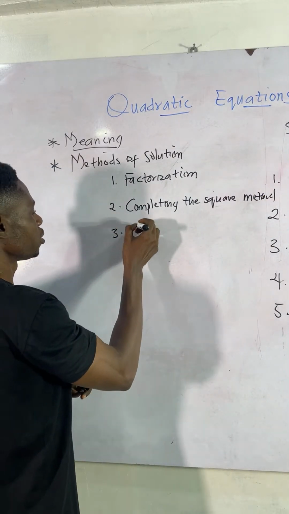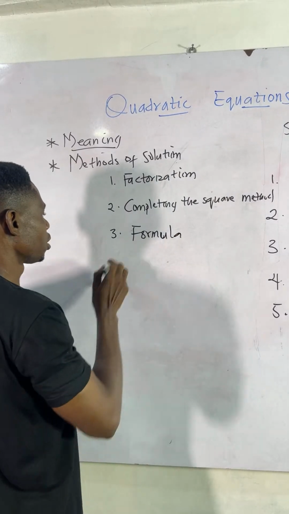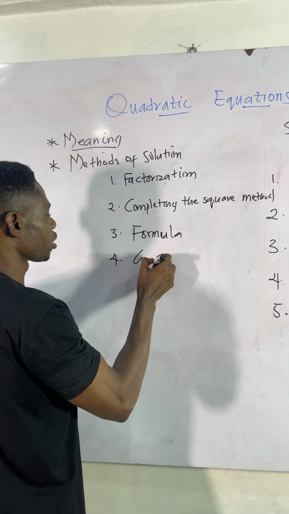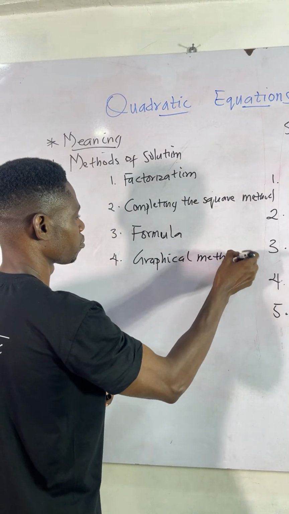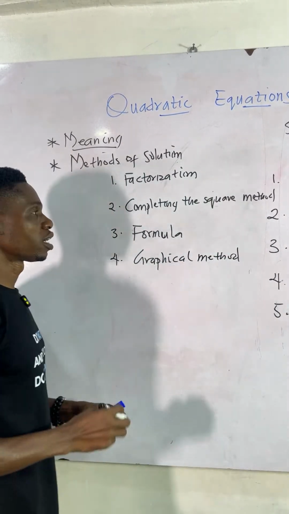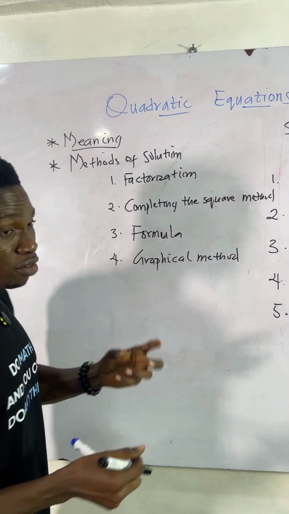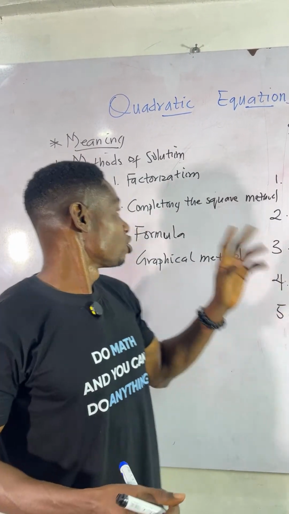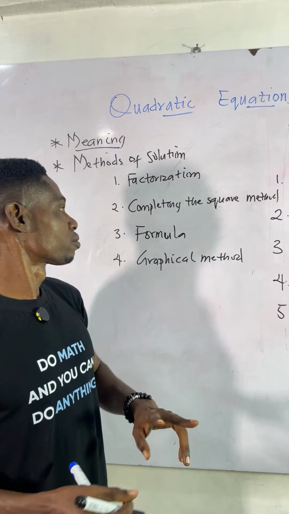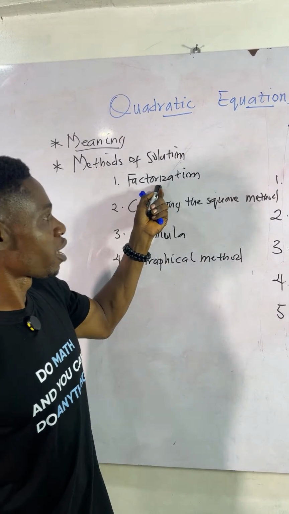The third one is the formula method. And the fourth one is the graphical method. So there are 4 ways we can solve a quadratic equation and get our roots. Remember, the roots are the answers, and we usually have two roots to quadratic equations. So let's start with the first one, factorization.